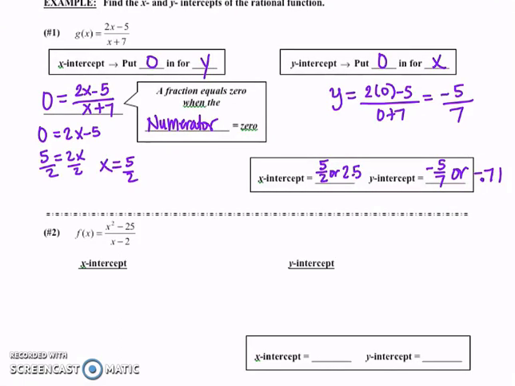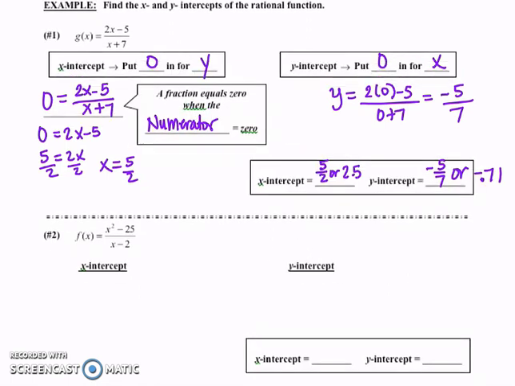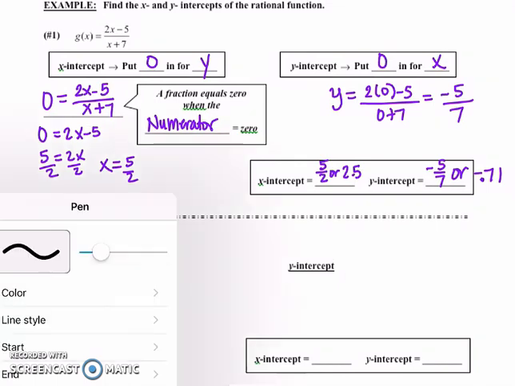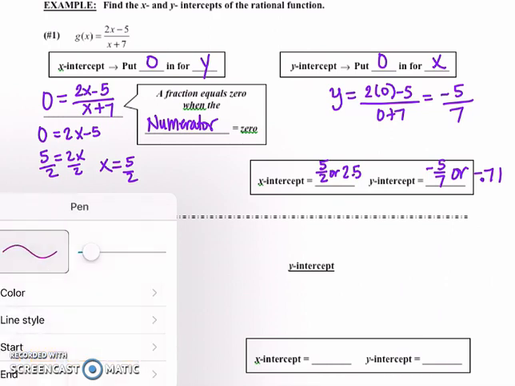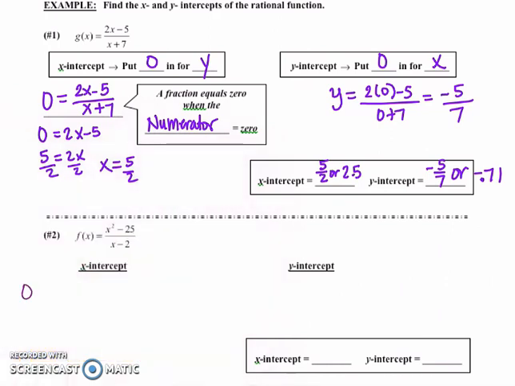So in this example, the degree of our numerator is 2, the degree of our denominator is 1. If we're going to find an x-intercept, again, we're going to set y, or f of x, equal to 0. So we're going to write 0 equals x squared minus 25 over x minus 2.